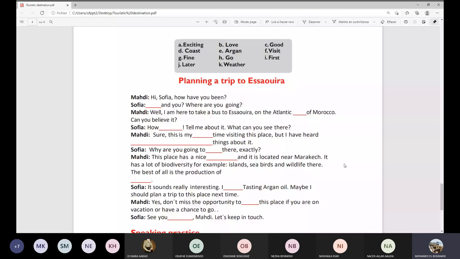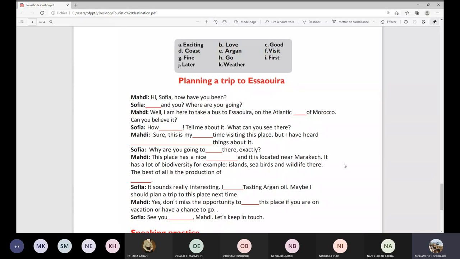So Mehdi, hi, Sofia, how have you been? Sofia, there is a gap that you have to fill. And you, where are you going? Mehdi, well, I am here to take a bus to Essaouira on the Atlantic. A gap of Morocco. Can you believe it, Sofia? How? Free space! Exclamation mark. Tell me about it. What can you see there? Mehdi, sure. Come on, this is my and free space. Time visiting this place. But I have heard free space thinks about it.